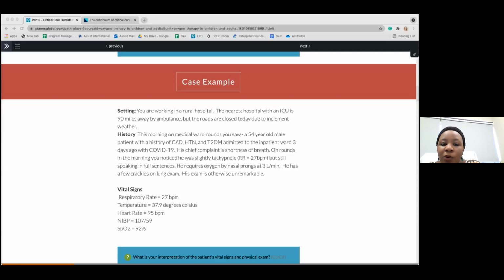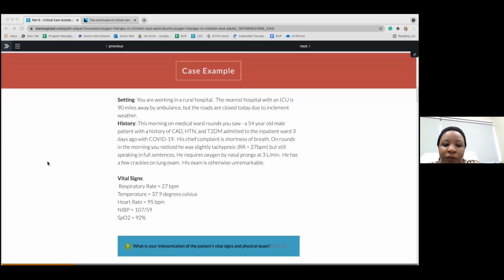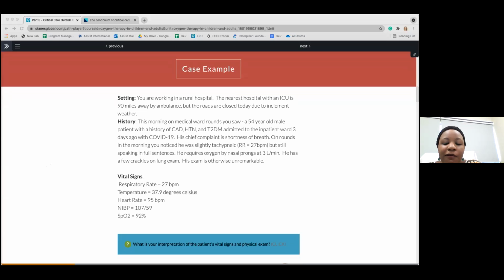But earlier on in the morning, you noticed that he was slightly tachypneic. The respiratory rate was 27 breaths per minute, but he was still able to speak in full sentences. He was on oxygen at the time via nasal prongs at 3 liters per minute. And when you examined his chest, you found that he had a few crackles on his lung examination. Otherwise, everything else seems okay.